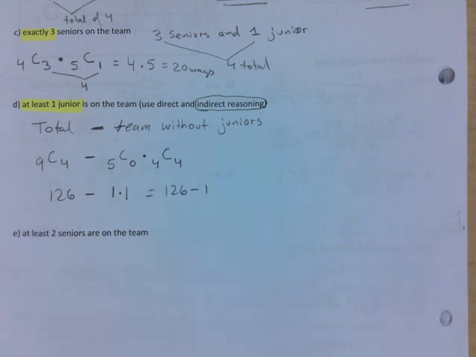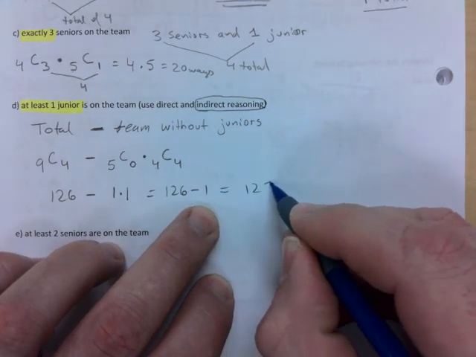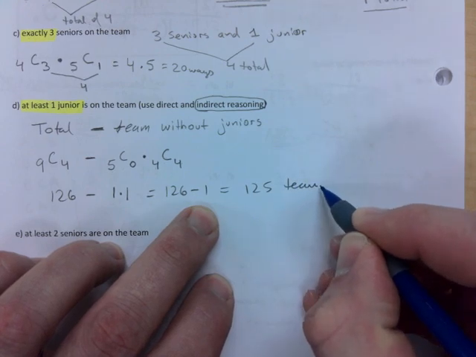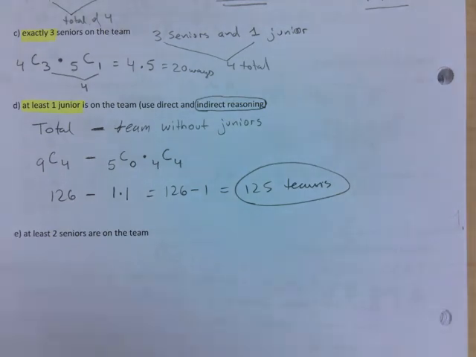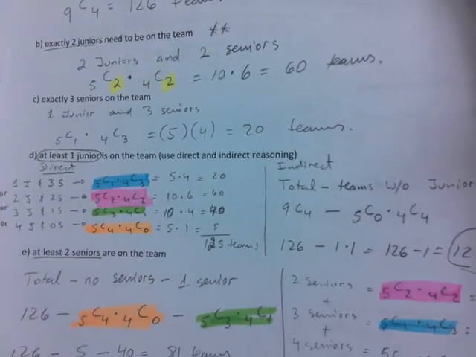It's not always 1. It is not always 1. So 125 teams. Don't think that it's always that. I was going to give you the long version here, but I'm not going to do it. I'm just going to stick with this. But watch this.